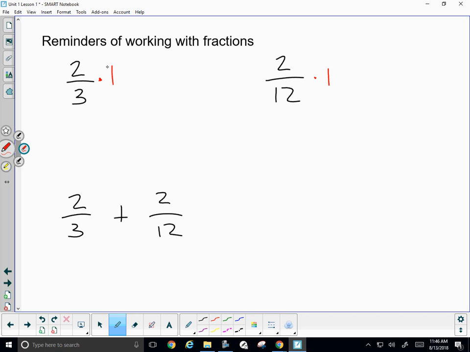But 1 has an infinite amount of ways that we can make it appear. So instead of just writing 1, I could write 2 divided by 2. 2 divided by 2 is the same as 1. And if I wanted to, I can now multiply these two things together without changing my initial value. Now, we should recall multiplying by fractions is just we can multiply across.